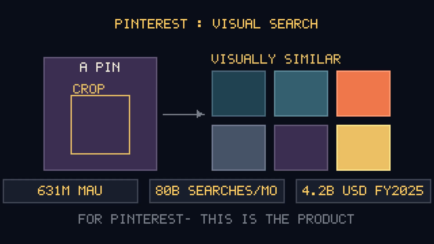And now today, roughly 631 million monthly active users, around 80 billion visual searches a month, up 44% year over year, 4.2 billion in FY 2025 revenue, and their first billion dollar quarter in Q1 2026. And those embeddings ended up feeding their recommender as well. So the same work made the main feed better.